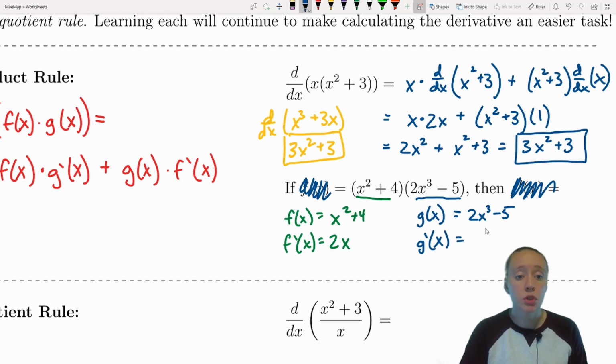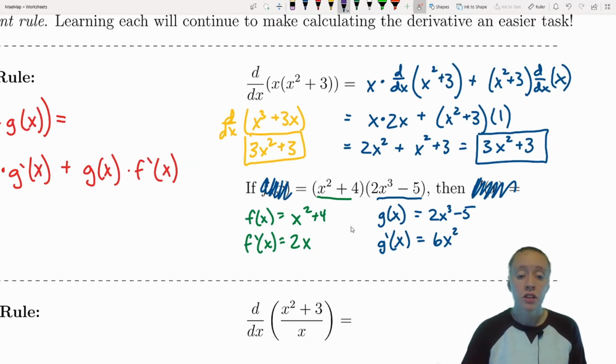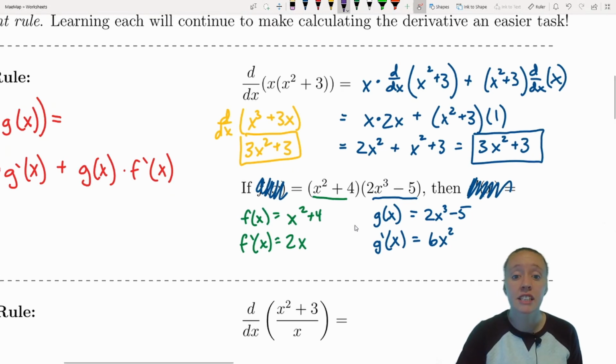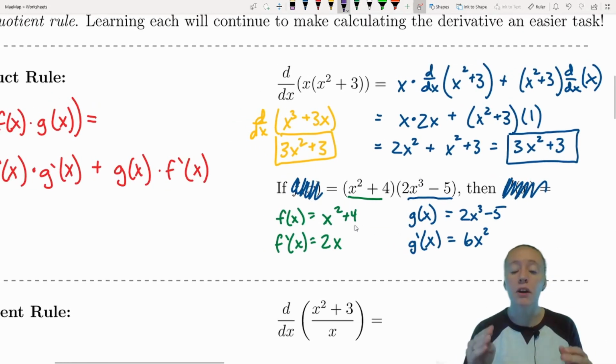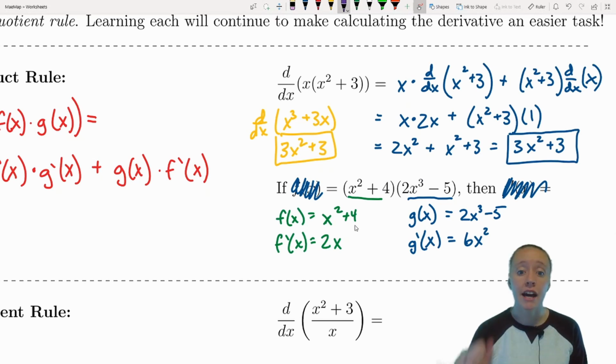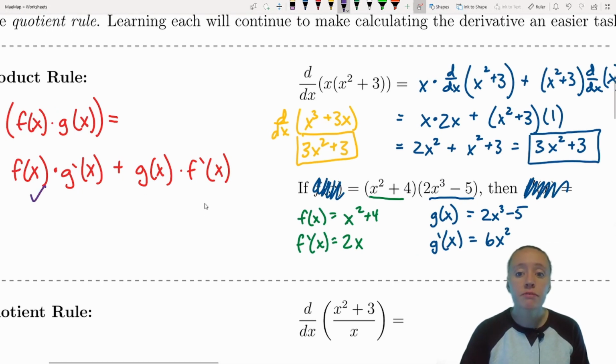So the derivative of 2x cubed minus 5 is going to be 6x squared, bringing that exponent down in front and then decreasing it by 1. So writing it this way is what I like to consider bookkeeping, because I have all my different parts of my product rule. I have f of x, I have f prime of x, I have g of x, and I have g prime of x. I already have calculated all those different parts.